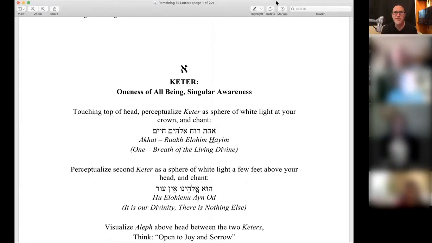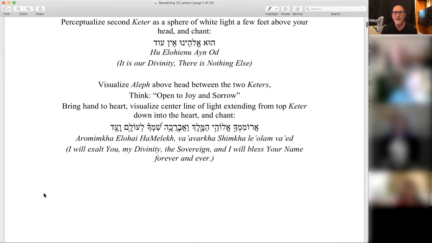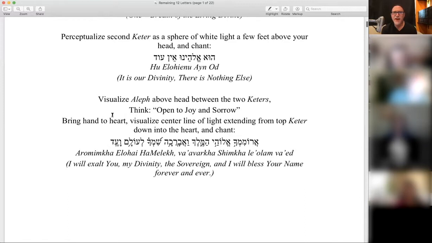Okay, so this is the next level of the practice, adding the letters. All right, the first letter, Aleph, is a line that extends from Keter above your head down into your heart. That's the Aleph line. Just a note also, we will eventually add in the visualization of the actual letters themselves and put them along the line at a certain point, but I'm not going to do that yet because I think that's complicated. I do mention that in the Aleph. It says picture the Aleph above your head between the two Keters, but that's the only time that's written here, so we're just going to be visualizing lines for now. Okay, the Aleph line from Keter to your heart.